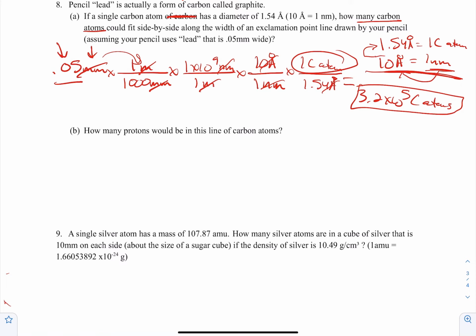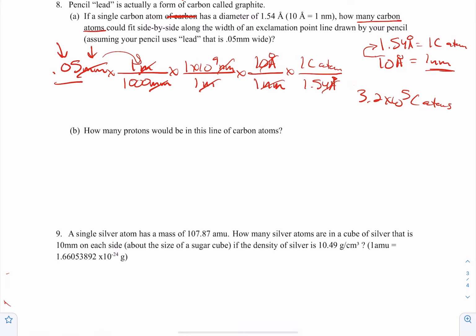All right. On to letter B here. In fact, letter B is going to be pretty simple. All you have to do is take this same dimensional analysis. In fact, I'm going to erase this here and just add one more thing. One carbon atom. They're asking how many protons are in this line. I know that one carbon atom, based on the periodic table, has 6 protons. So all I have to do is multiply the last number I had by 6.